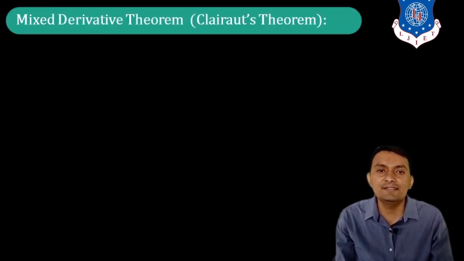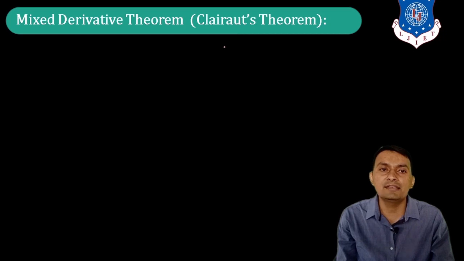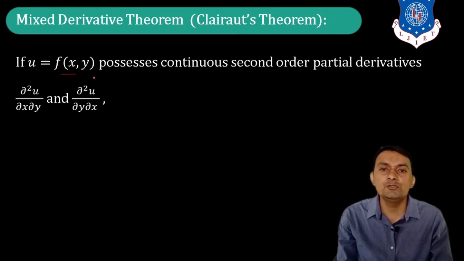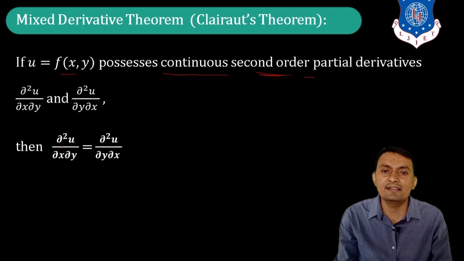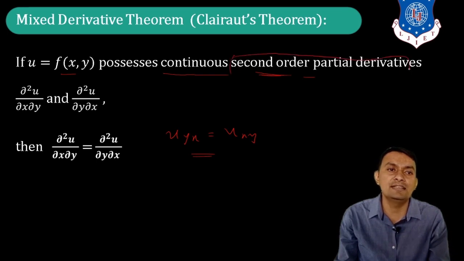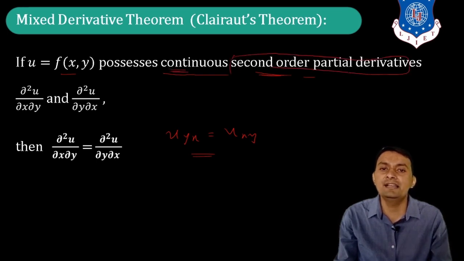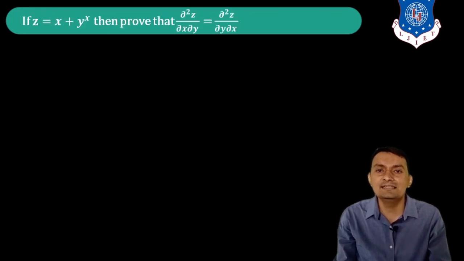Now let us see the mixed derivative theorem, known as Clairaut's theorem. Suppose you are given that u is equal to f of x, y possesses continuous second order partial derivatives. Already I have said this in the previous question. So in that case, second order partial derivatives are continuous, and we can conclude that del square u divided by del x del y is equal to del square u divided by del y del x. That means uyx is the same as uxy, and that will hold if the second order partial derivatives are continuous.